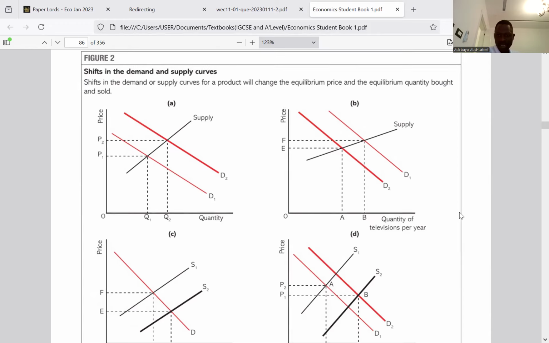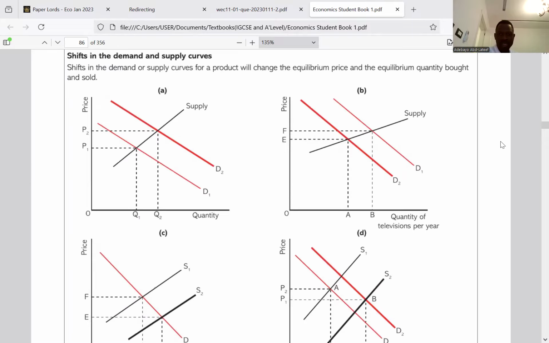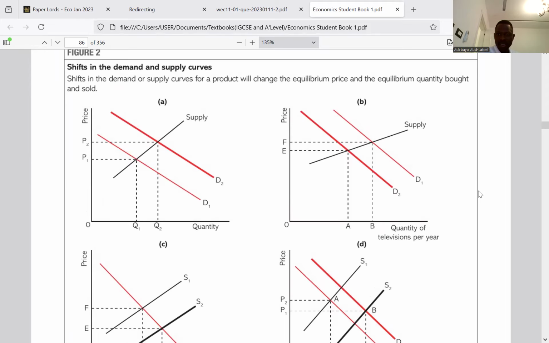a fall in price. No, a fall in quantity demanded, right? Quantity reduced from D1 to D2. And that would reduce the price from E to F. So the first situation is an increase in quantity demanded, and the second is a fall in quantity demanded. An increase in quantity demanded would increase the price of a product.